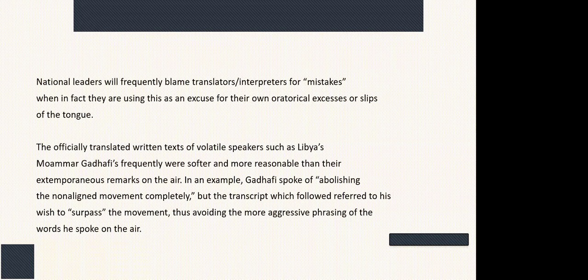So since he respected the ones who wrote his speeches, but when he had to provide his personal views, he went nuts, right? Gaddafi spoke of abolishing the non-aligned movement completely, but the transcripts which follow refer to his wish to surpass the movement. So avoiding a more aggressive phrasing of the words he spoke on the air. So he was restrained by the speeches.